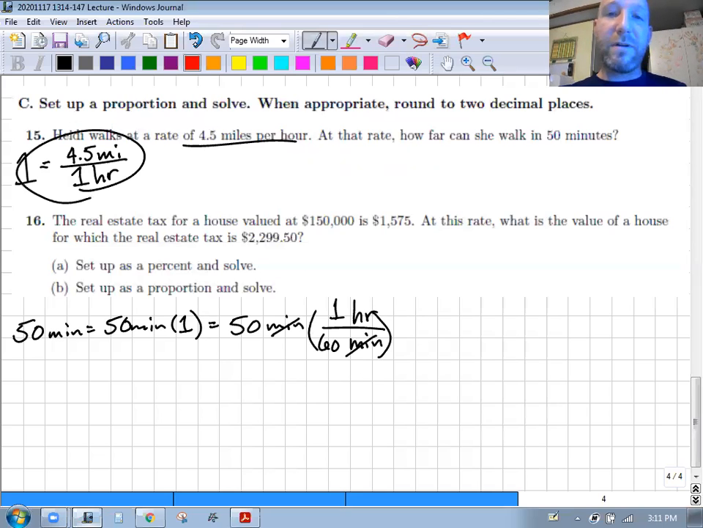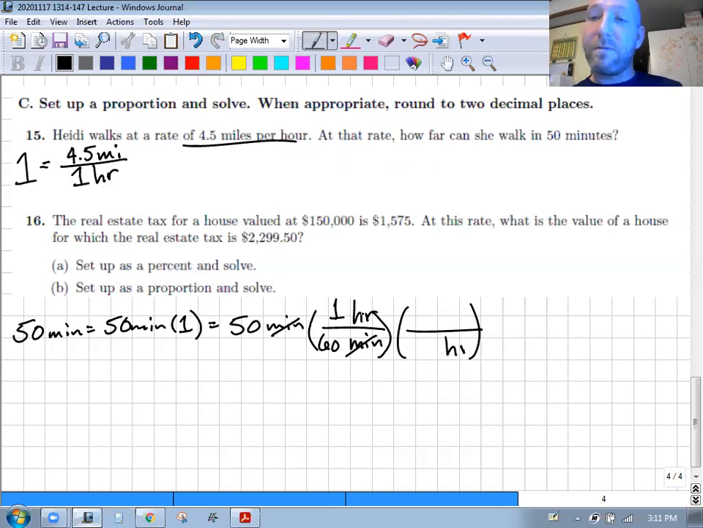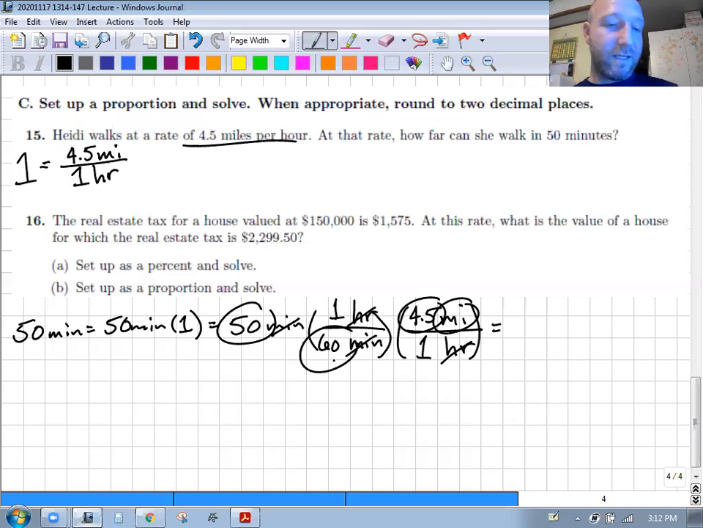This tells me how to convert hours to miles. So I got to get rid of hours now in favor of miles. And according to what they said, this being the number one, we know 1 hour is equivalent to 4.5 miles. So now we have miles. All the other units I've canceled out. So we have 50 times 4.5 divided by 60 equals 3.75 miles.